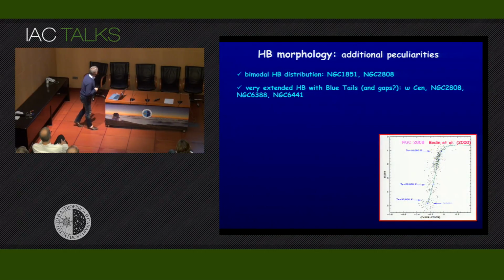Also, in some clusters, you see that along the horizontal branch distribution, this is once again the case of 2808 that we studied 14 years ago, you see that we have some gap here, the region where you have no star, or let me say very few statistics, and your stars along the horizontal branch can reach a really very high effective temperature, something around 30,000 degrees.